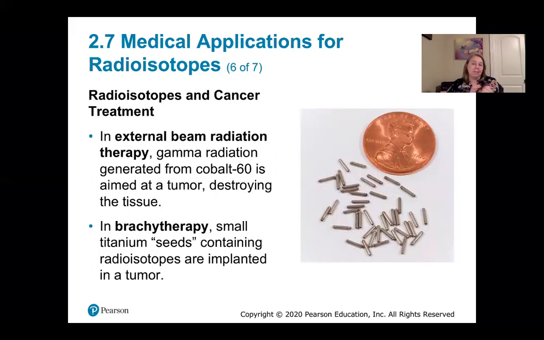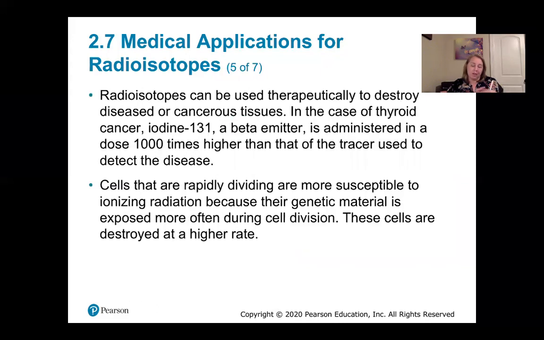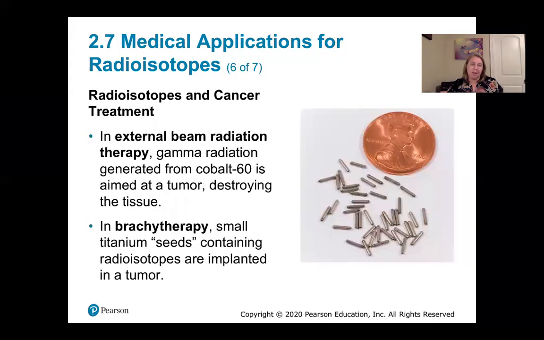So there are two ways that you can, well, there's more than two ways. The radioactive iodine you can actually put in intravenously, but there are two other ways that you can treat patients with radioisotopes. You can do an external beam, where the gamma radiation is generated from cobalt-60, and the rays are directed at wherever the tumor is in the patient's body to destroy the tissue.